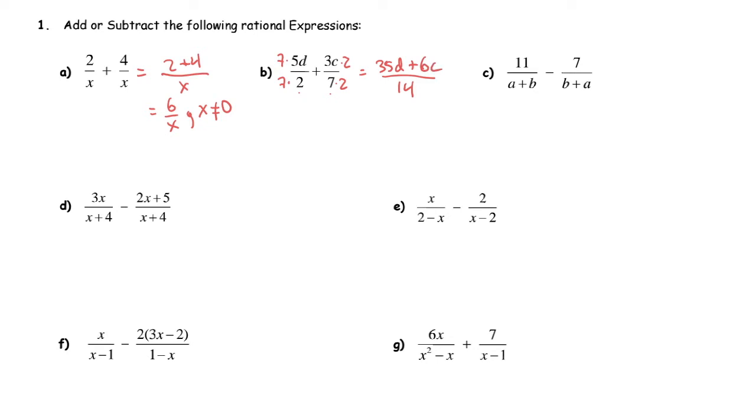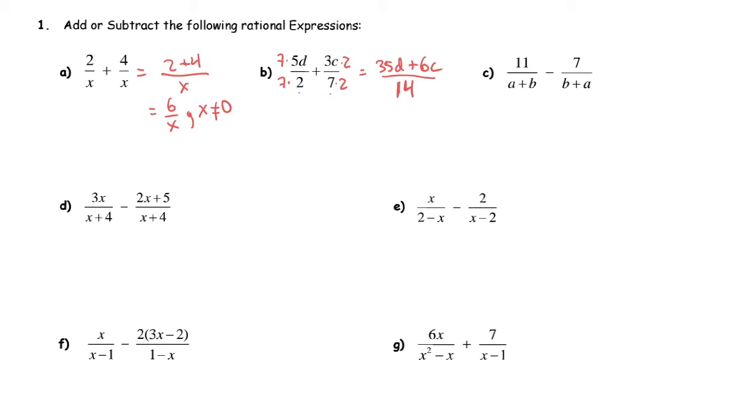Good. Now, what are my non-permissibles? Well, there aren't any because I've got a 14 in the denominator. So that's not a problem. The non-permissibles pop up only when I've got a variable in the denominator that might cause, depending on its value, division by 0 to occur.